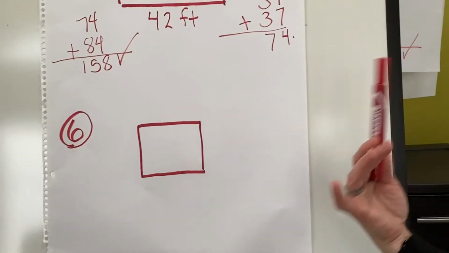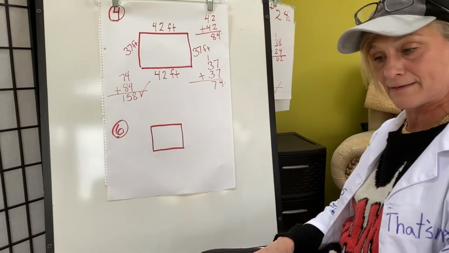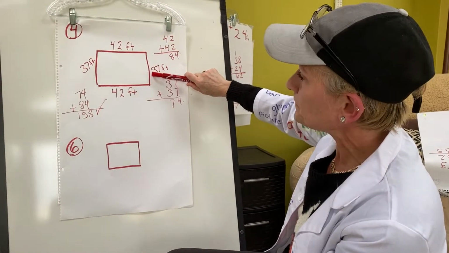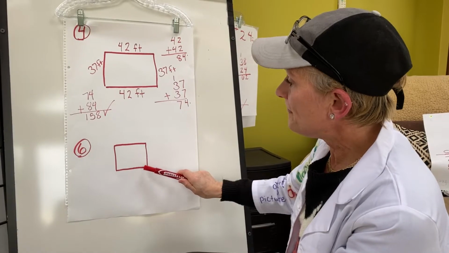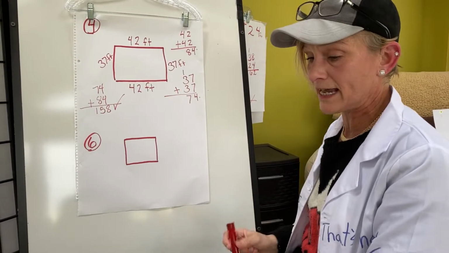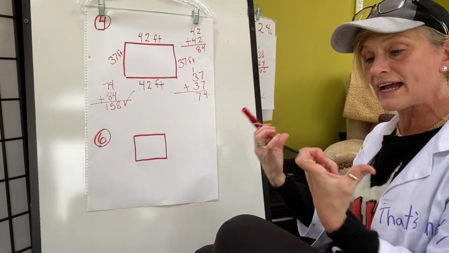You guys better be screaming, it's a square. It has 4 equal sides. This problem up here we know is not a square. This was our rectangle. But this we know is a square, which is a type of rectangle. This is absolutely a square. All 4 sides are the same.